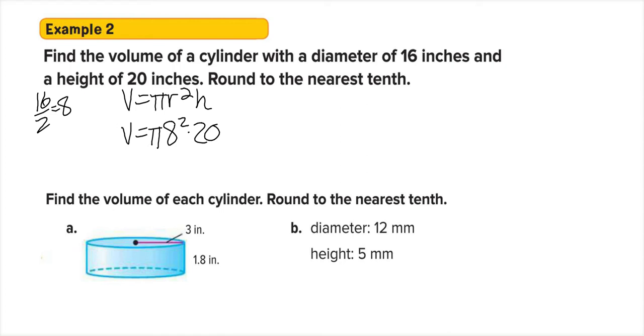Okay, so I should get approximately, and we got 4,021.2. That's a 21 there. Sorry, it looks like a 4. Let me change that there. There we go. And then we have, what are we in this time? We're in inches, so cubic inches. Okay.